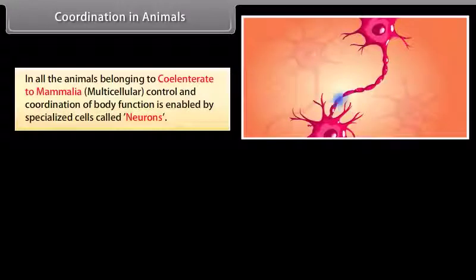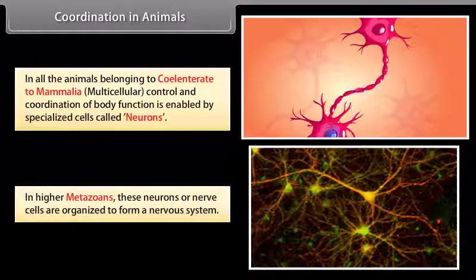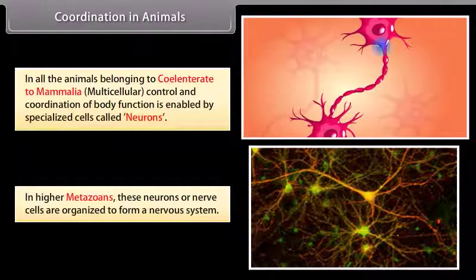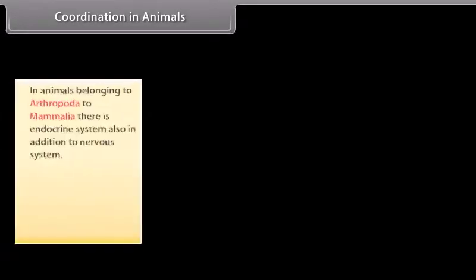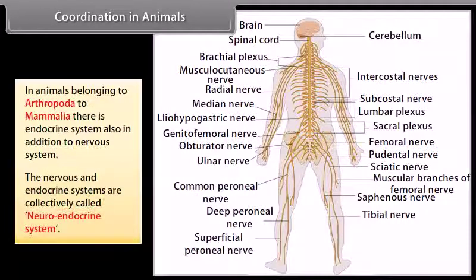Coordination in animals. In all the animals belonging to coelenterata to mammalia, multicellular control and coordination of body function is enabled by specialized cells called neurons. In higher metazoans, these neurons or nerve cells are organized to form a nervous system. In animals belonging to arthropoda to mammalia, there is an endocrine system also in addition to the nervous system. The nervous and endocrine systems are collectively called the neuroendocrine system.